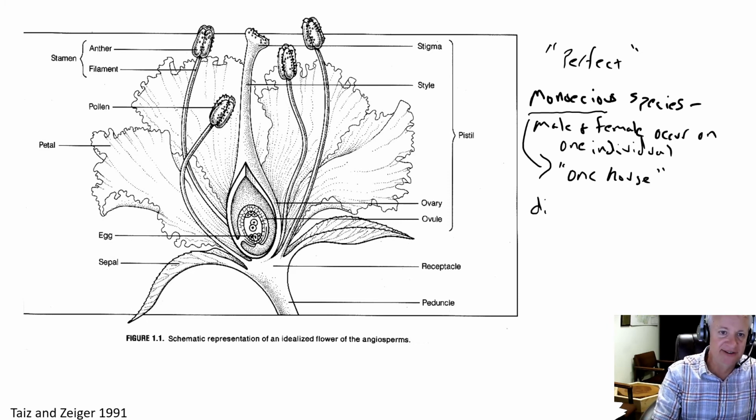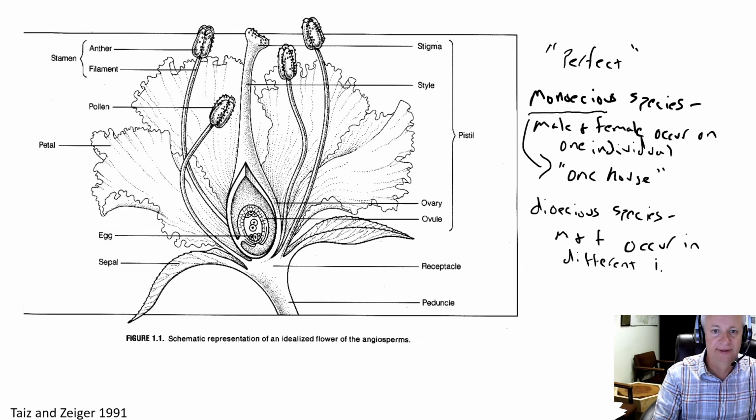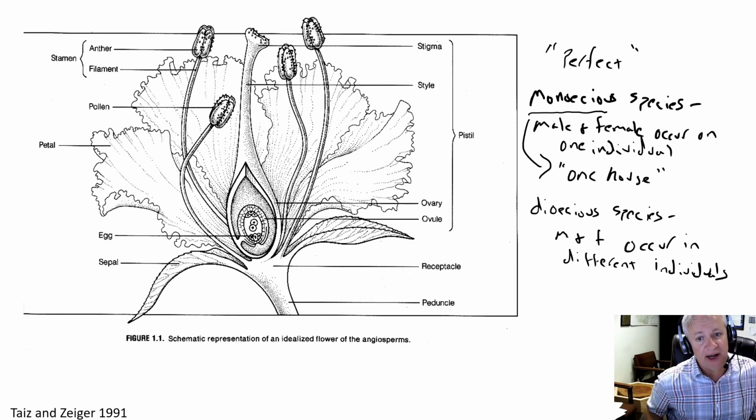So then it follows that in dioecious species, male and female parts occur in different individuals. And then obviously dioecious means two houses. So reproduction occurs in two houses. Certainly the monoecious pattern is the most common. Most forest trees are monoecious. But there are some dioecious species.